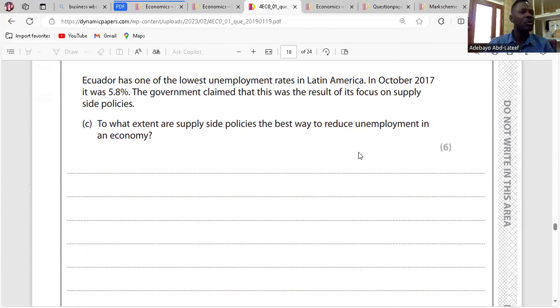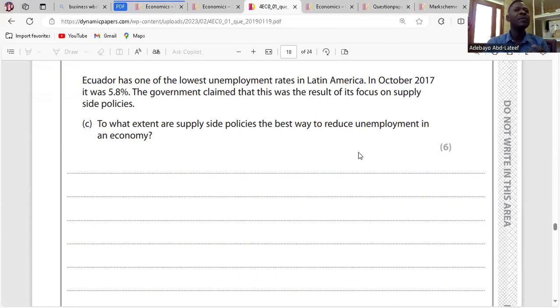So first, we have to define what supply-side policy is. I wrote, supply-side policies are used to increase productivity and efficiency within the economy. That's what you use supply-side policy for. An example of supply-side policy is education and training. Education and training will improve the skills and knowledge of the people, making them become more employable. That's the first advantage. Do you get it?